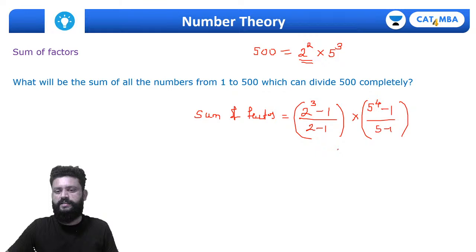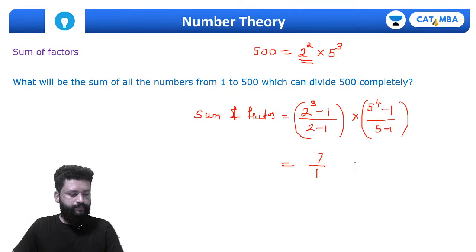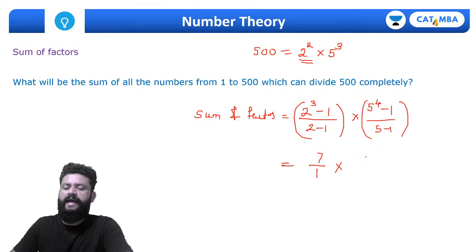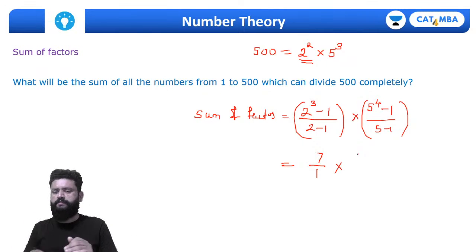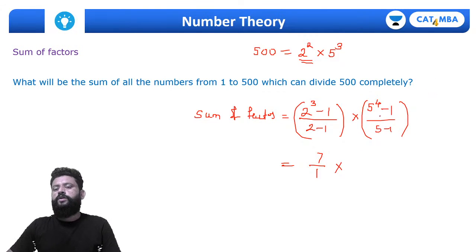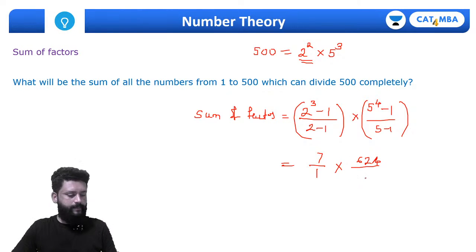Is that okay? Understood this shortcut? 2 cube minus 1, it is 7 upon 1. Is it okay? The next thing, I'll tell you what's the reason behind this. ये भी मैं बताऊंगा कि ये क्यों ऐसे किया. Okay, then 5 to the power 4, 5 square is 25, 25 square is 625, 625 minus 1 is 624, divided by 5 minus 1, it has to be 4.